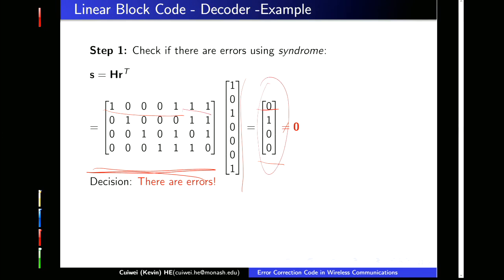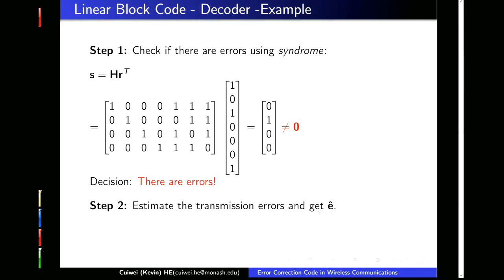We found that the syndrome is not the 0 vector, so we conclude that a transmission error has happened. The receiver then knows that the next step is to estimate this error vector. Then I can correct this single-bit error. That's what the receiver is going to do next.